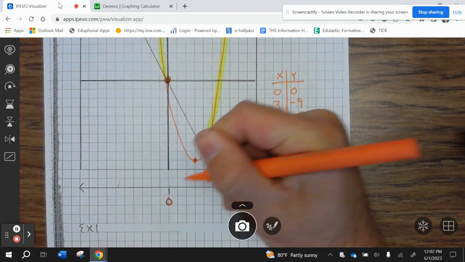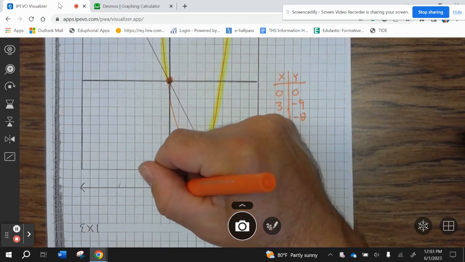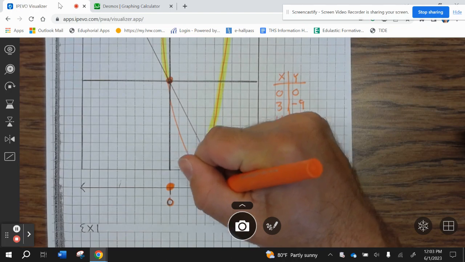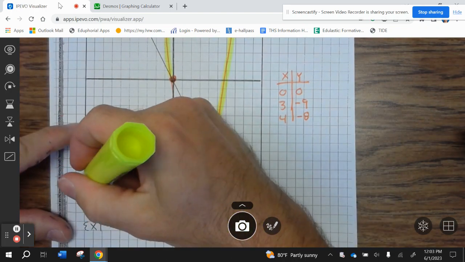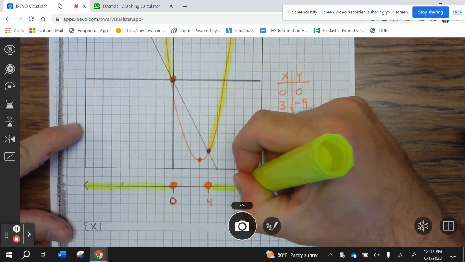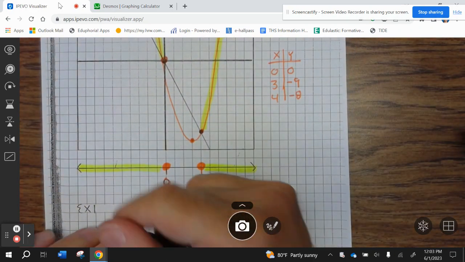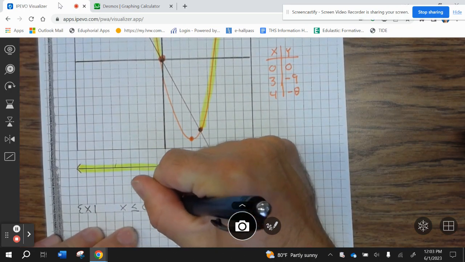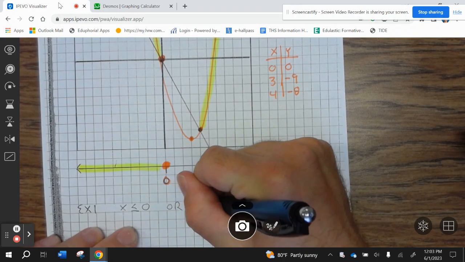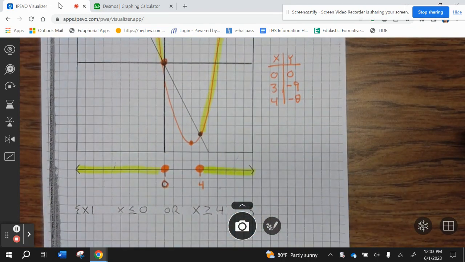So 0, 1, 2, 3, 4. These are closed circles at this point. And now we're shading to the left and to the right. So our inequality is x less than or equal to 0 or x is greater than or equal to 4. All right, go ahead and finish up example 4. Start working on your assignment and have a wonderful Wildcat day.